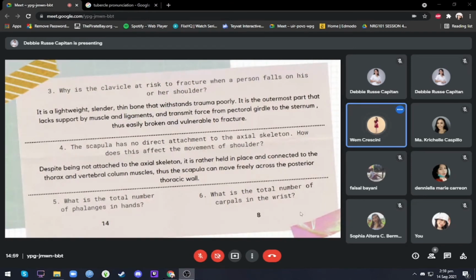Next, question number 4: the scapula has no direct attachment to the axial skeleton. How does this affect movement of the shoulder? Our answer is, despite not being attached to the axial skeleton, it is held in place and connected to the thorax and vertebral column by muscles. Thus, the scapula can move freely across the posterior thoracic wall.